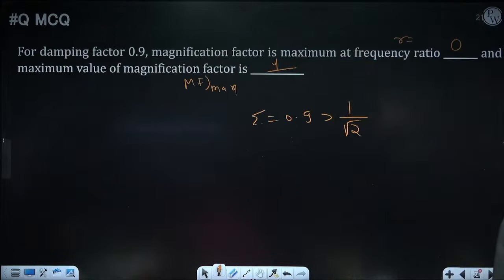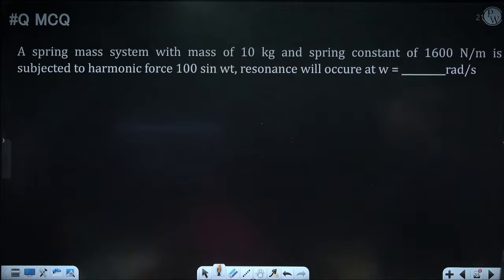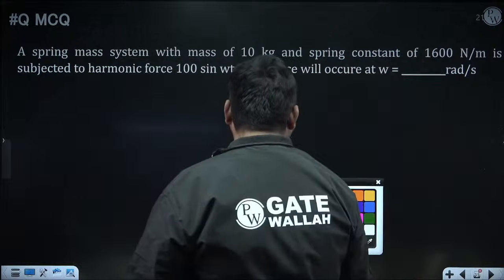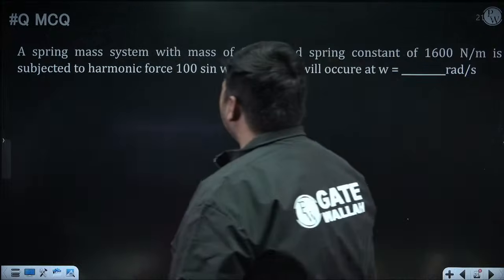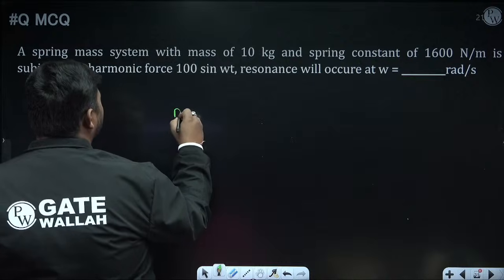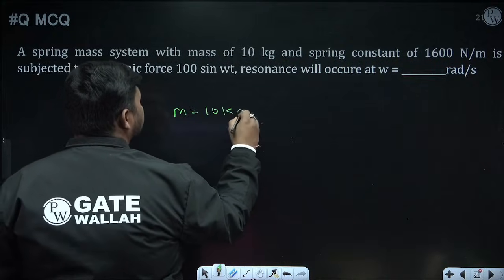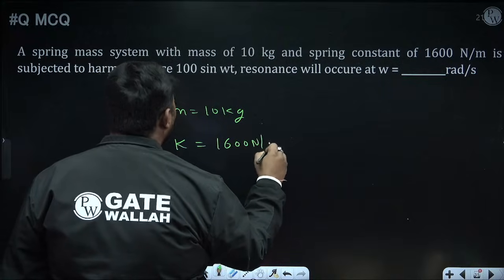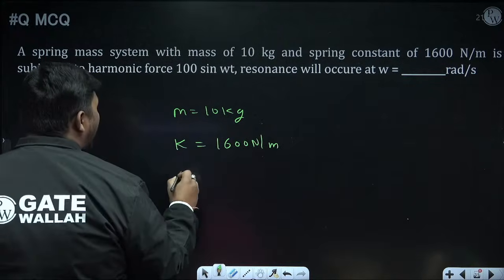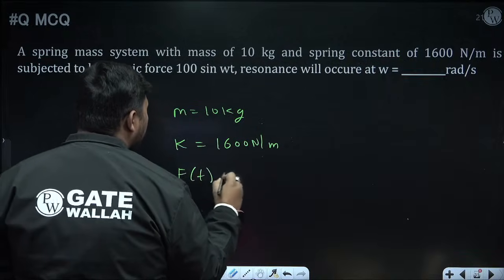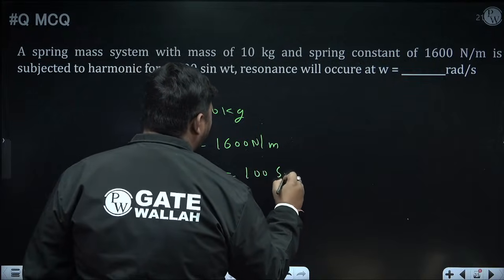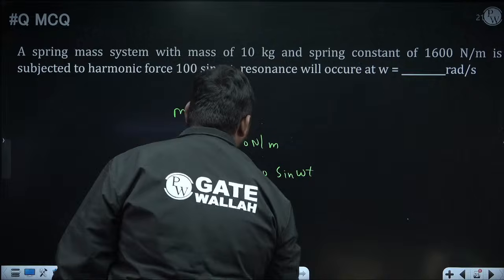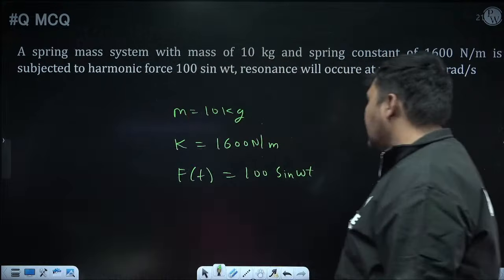Okay. Now next question. These are the simple questions. What this question is saying: a spring mass system with mass of 10 kg. So the mass of the system is 10 kg. Spring constant, meaning stiffness of the spring, is 1600 Newton per meter. It is subjected to a harmonic force, so it is an external force 100 sin omega t. So what is the amplitude of this force? 100. F naught is 100.